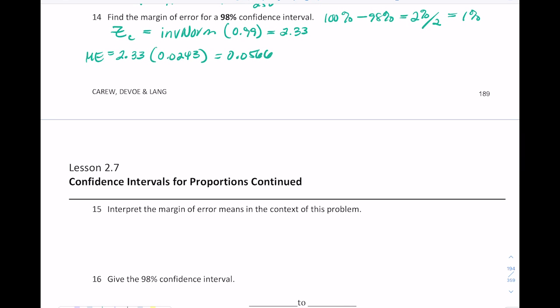So in number 15, it says interpret the margin of error and what it means in context of the problem. So it just means that the percentage of all Valencia College students who believe extraterrestrials have visited Earth is 18% with a margin of error of 5.7%. So that means it's 18% plus 5.7% and minus 5.7%.